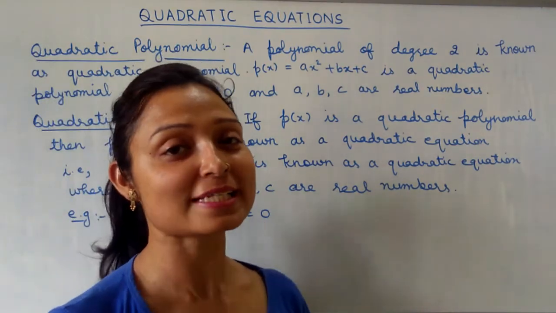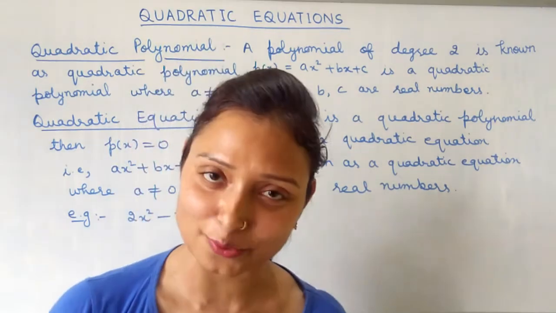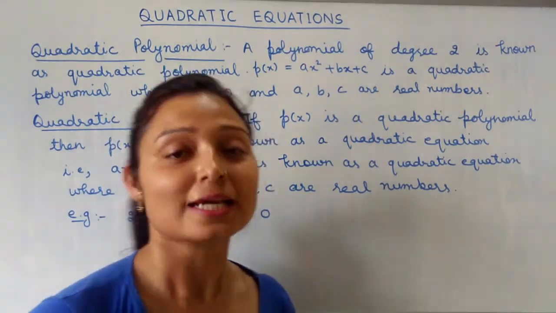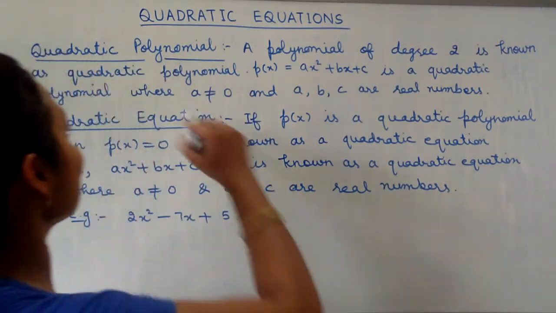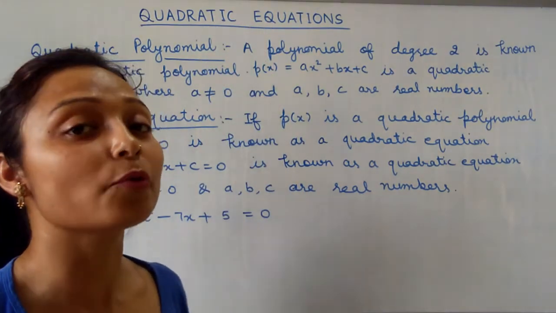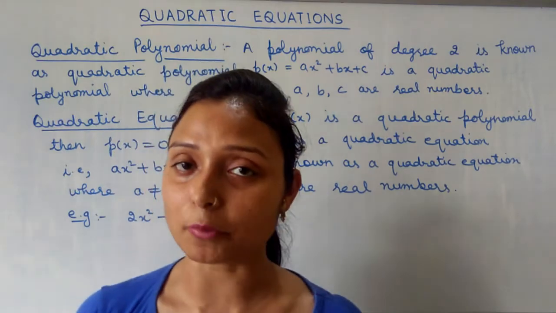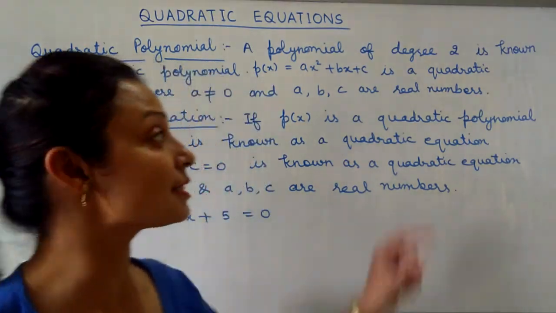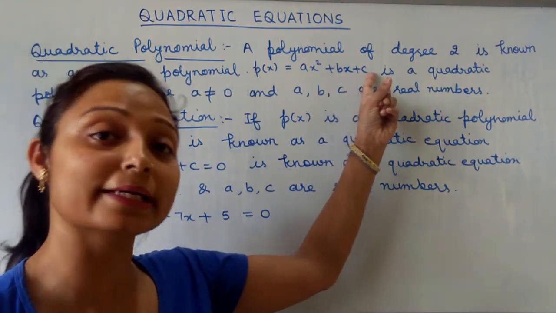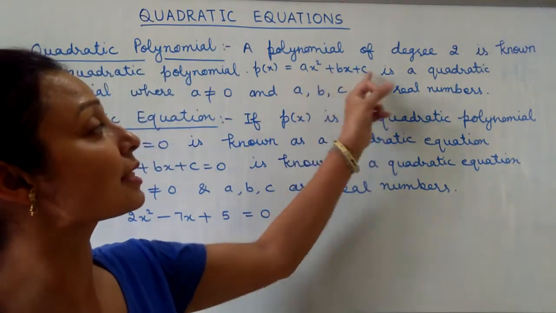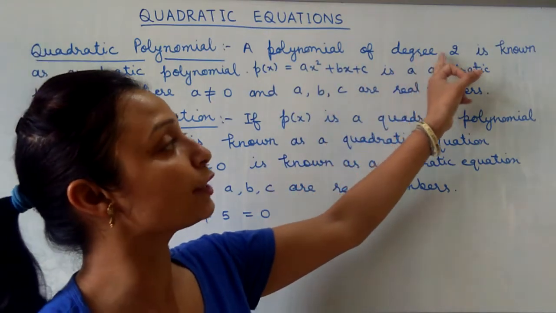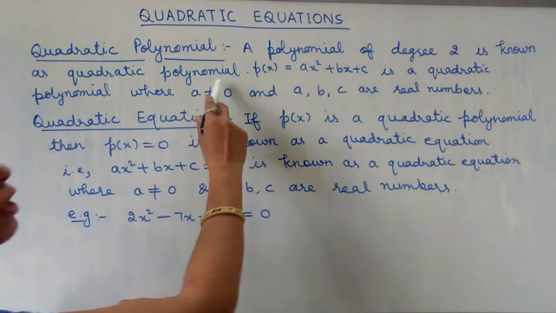Today in the lecture of class 10th, I will start a new chapter, that is quadratic equation. What is the meaning of quadratic equation? Let us do the definition. What is quadratic polynomial? Before starting the quadratic equation, we have quadratic polynomial. The polynomial which is in the form of ax square plus bx plus c is known as the quadratic polynomial. That means the equation which has degree 2. A polynomial of degree 2 is known as the quadratic polynomial.